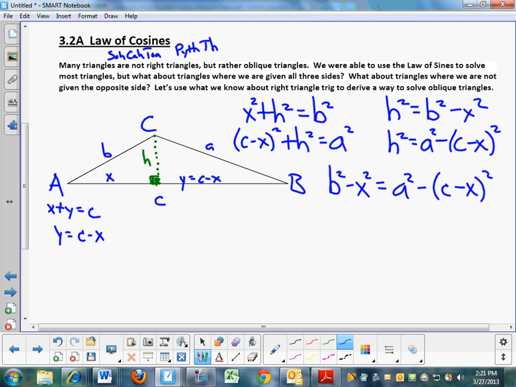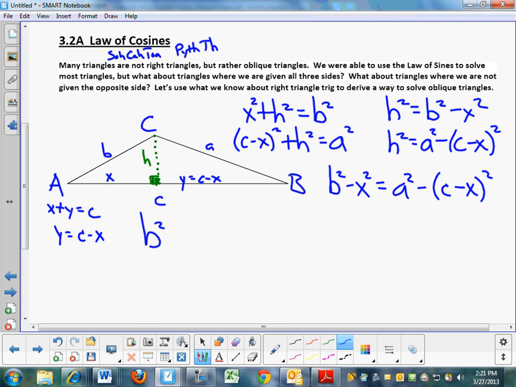H squared. And again, if we're trying to say something interesting about triangles, I would like to only have a, b, and c in my formula, because we're not going to be given x. We're sure not going to be given h. So I need to now get rid of my x. In attempts to get rid of the x, I'm going to square this side out and see what happens.